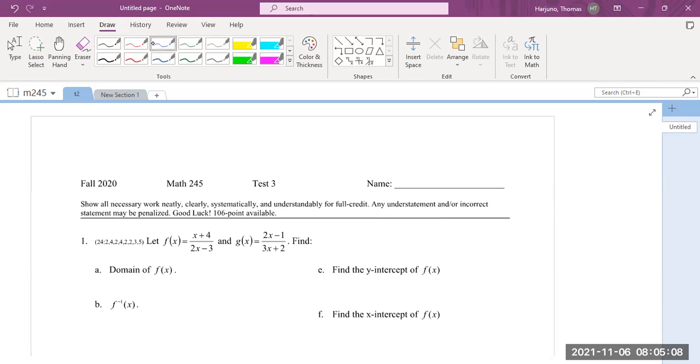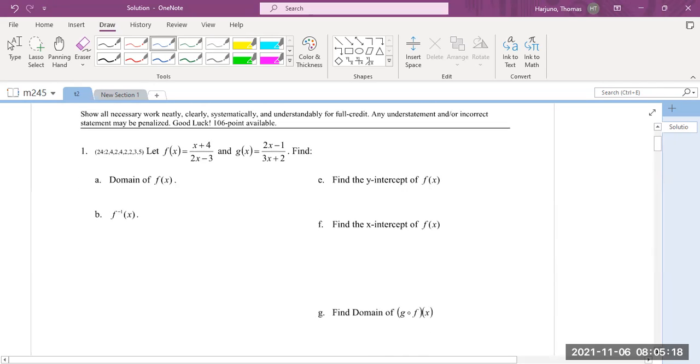Okay, now let me start. Solution. Part A, find the domain of this function. A rational function has domain of all real numbers except the zero of the denominator. Okay, we need to avoid 3/2 such that the function f(x) is well defined.